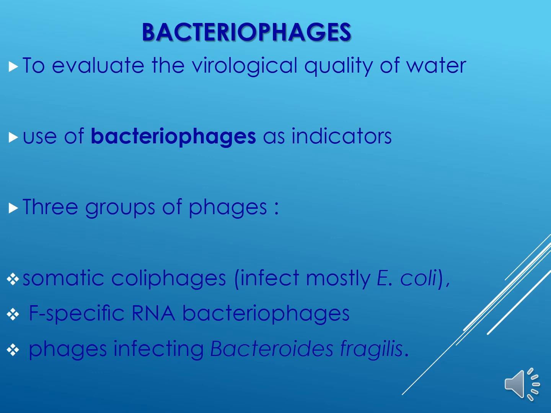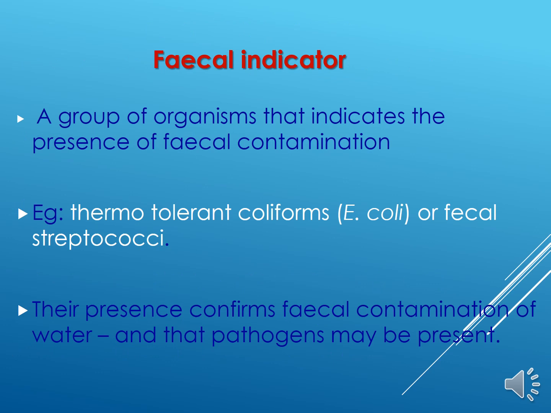Other two bacteriophages which can be used are F-specific RNA bacteriophages, and phages infecting Bacteroides fragilis. Bacteroides fragilis is a common member of our intestinal flora. So once again, fecal indicators are those group of organisms which indicate the presence of fecal contamination. Ideal indicators would be thermotolerant coliforms or fecal coliforms such as E. coli or fecal streptococci. Clostridium perfringens can also be used, but it serves as the indicator of past pollution.